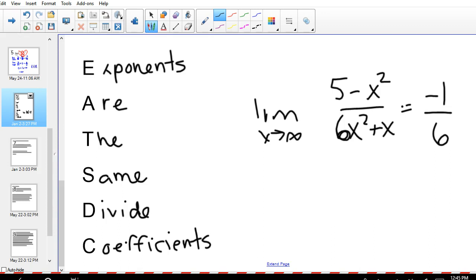So, you do not have to actually work all of these out. You can just look at the problem and be able to tell what happens for these. Okay?